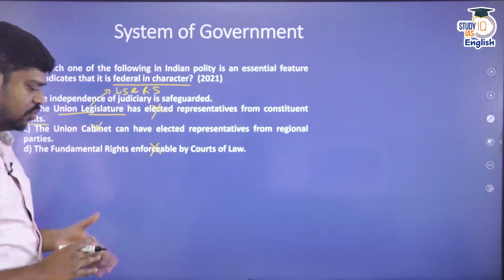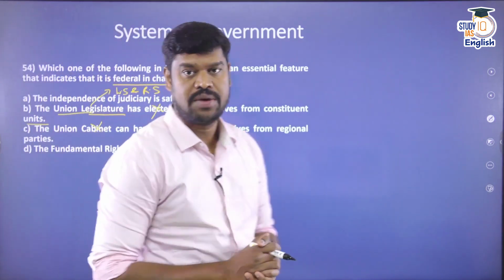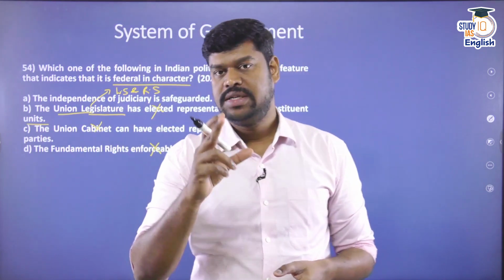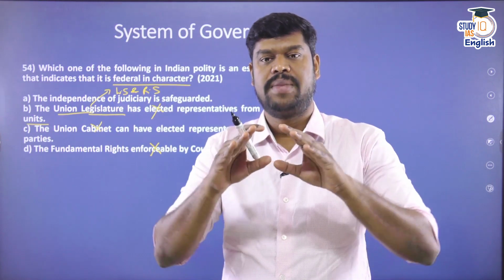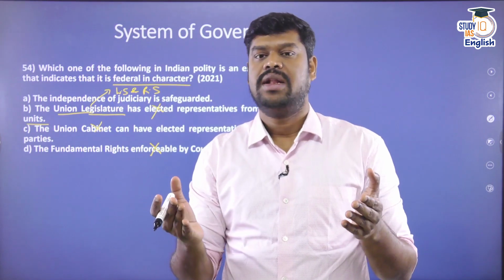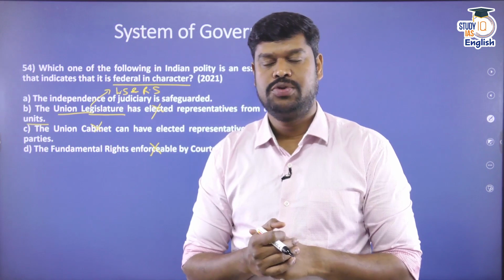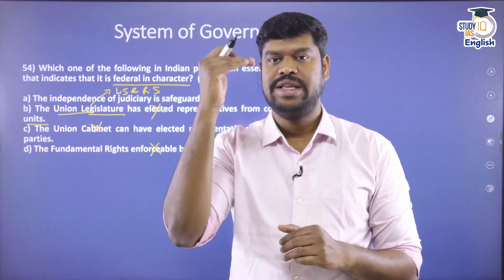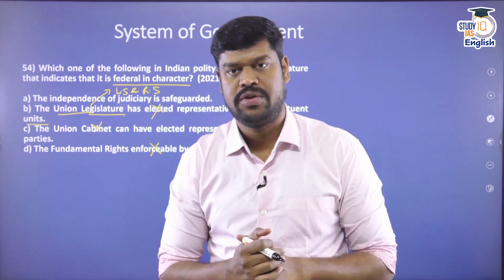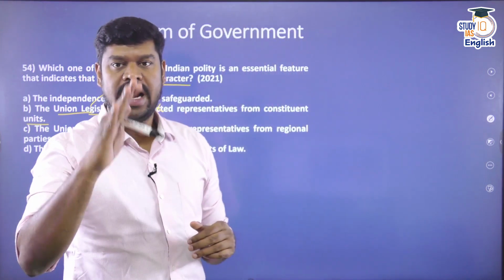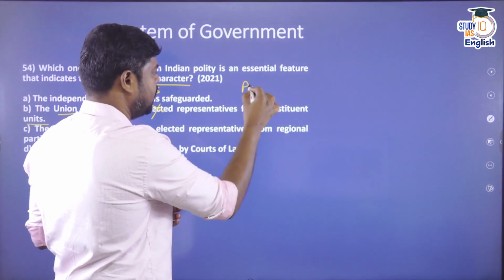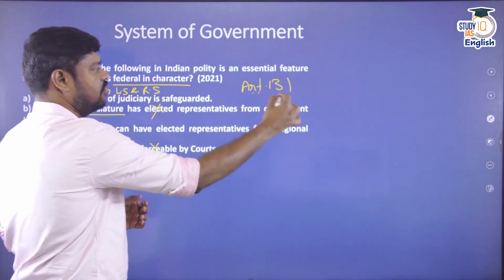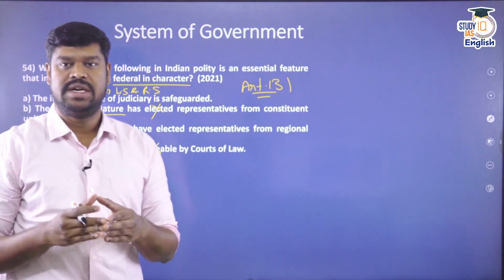The independence of judiciary is safeguarded. Is it a federal provision? Of course it is. I've already said, whenever there is any dispute between the center and the state, or for that matter any federal units, who is supposed to resolve these disputes? These disputes have to be resolved by the Supreme Court under Article 131 of the Constitution. And for the Supreme Court to resolve these disputes, they should be independent. They should not be under the pressure of any government, be it center or the state.